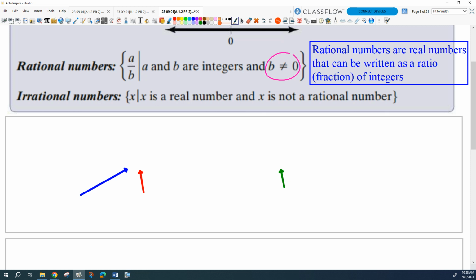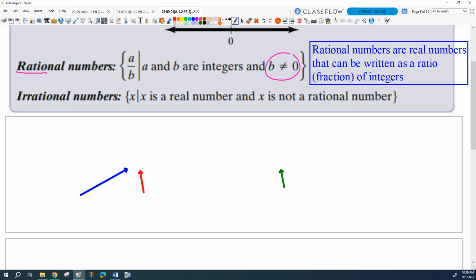An easy way then to think about rational numbers is rational numbers are the real numbers that can be written as a fraction of integers, okay? And ratio means fraction. There's a strong hint here. The word ratio is literally in the word rational. So that's telling you fraction, okay?